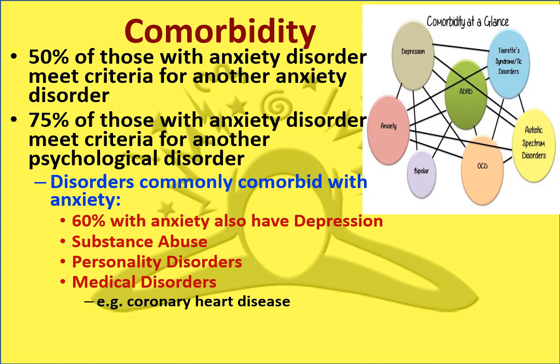So 50% of people with anxiety disorders meet the criteria for a second anxiety disorder. Okay? 75% with an anxiety disorder meet the criteria for another psychological disorder, not just another anxiety disorder. So it can be tied in with depression, with substance abuse, personality disorders, medical disorders, and so forth. You get just a little bit of the idea of how they can tie in with each other, looking at the image on the right-hand side.